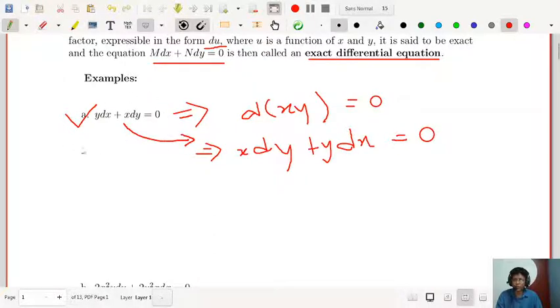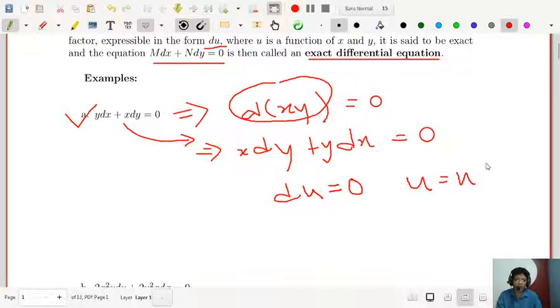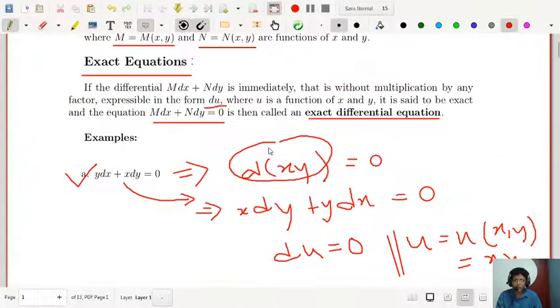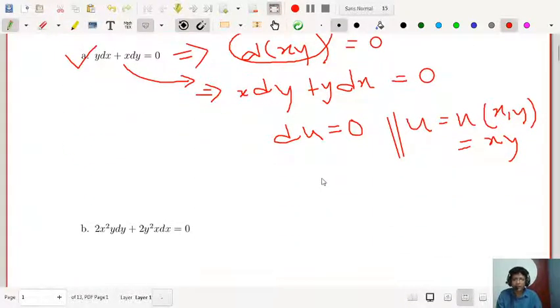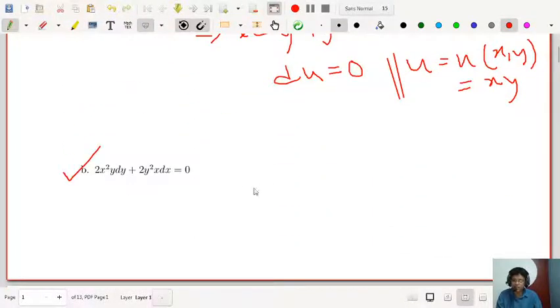So this differential equation can be written in the form du = 0, where u is a function of x comma y. Here u is xy, and that is a function of x comma y. You are not multiplying the equation with anything, but it is expressible in the form du. So it is called an exact differential equation. Let us give another example.